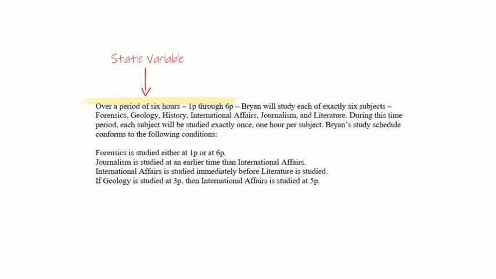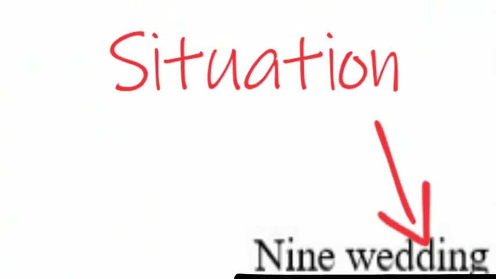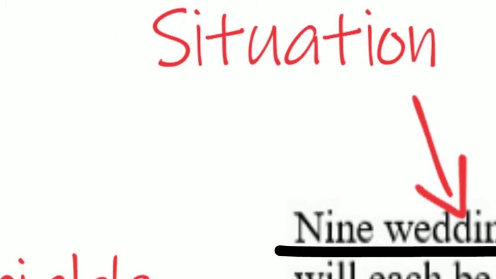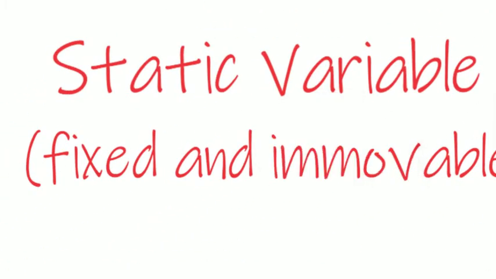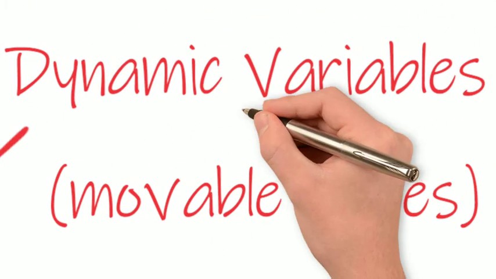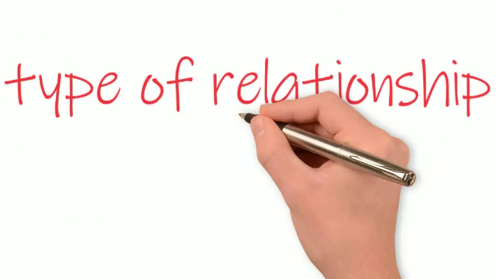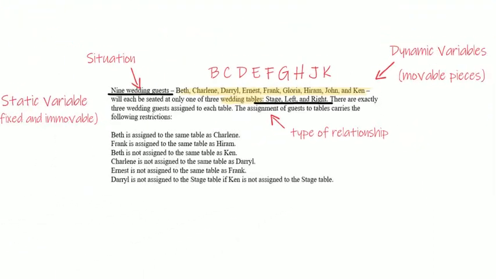All right, so let's go back to our original logic game. So we have the everyday situation of the game. We have our static variable, the wedding tables. We have our dynamic variable, the wedding guests. And we know what it is that we're being asked to do. We're being asked to assign rather than order. So now we come to our final piece of information.